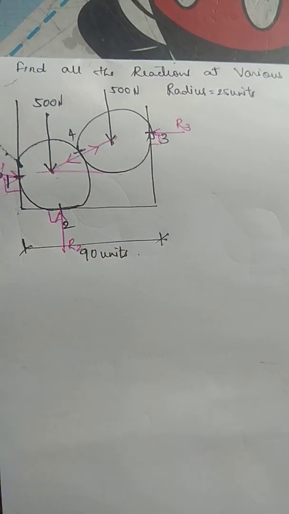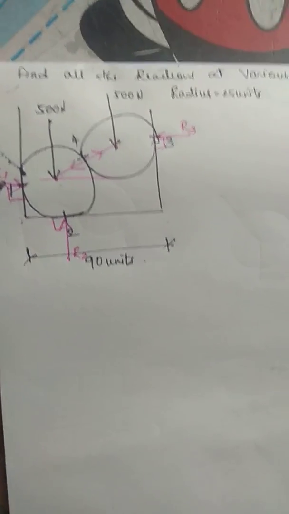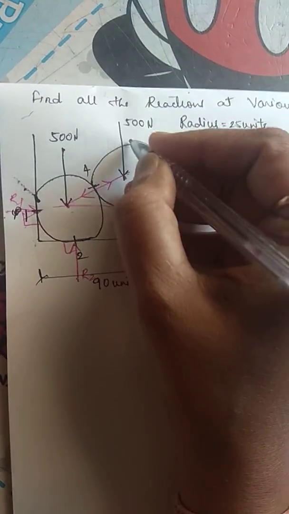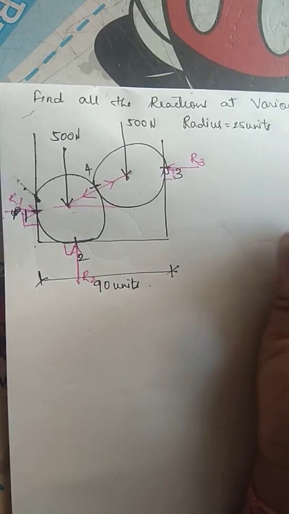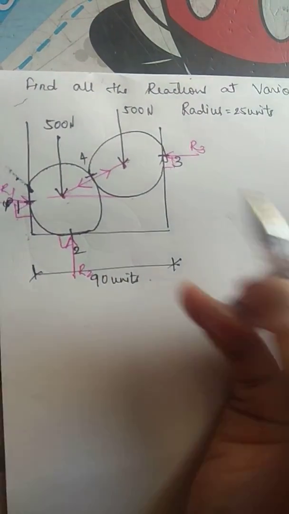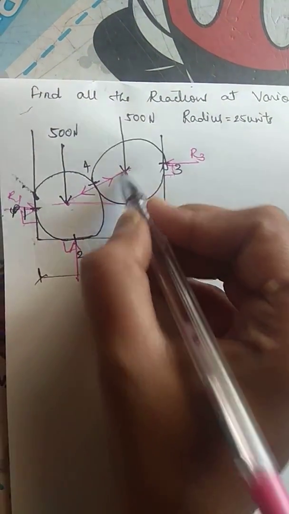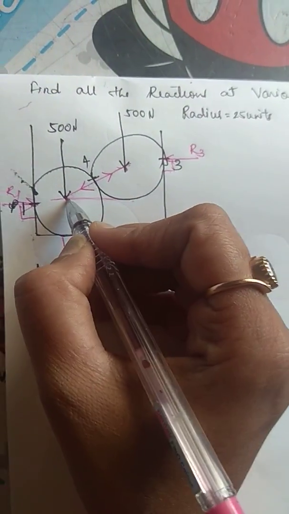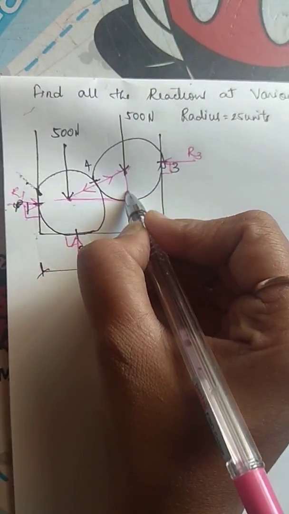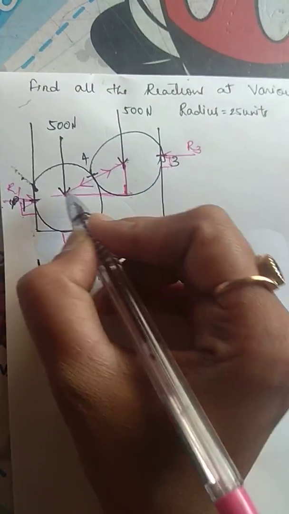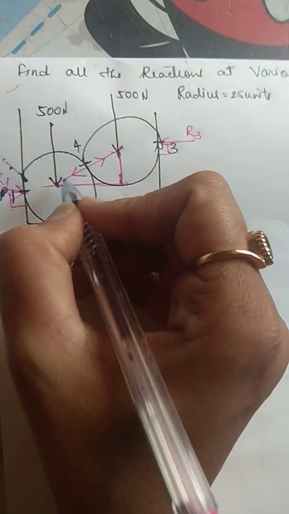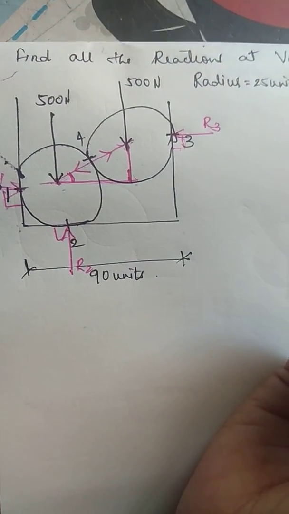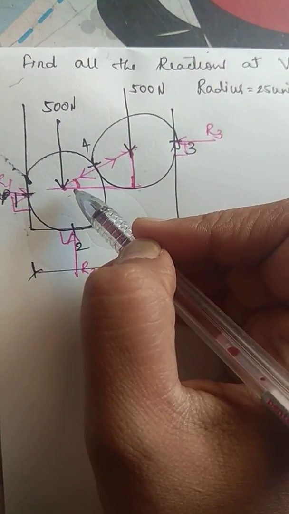This is a different kind of example. So now we know that the radius over here is 25 units and the base is 90 units. What we will do is extend this line, join the line from the center of the two rollers, and drop a perpendicular down, so this forms a triangle. If I am able to get this angle, then it solves the problem. So how do we find this angle?